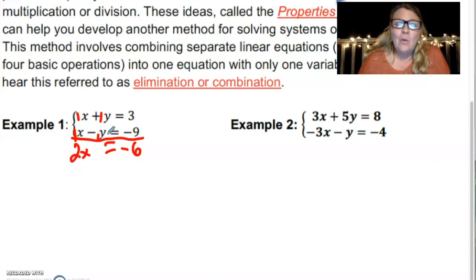But now one of the variables has eliminated, so we can solve for what x is. We need to get x by itself. 2 is being multiplied, so we would divide by 2. And we would have x equal to negative 3.